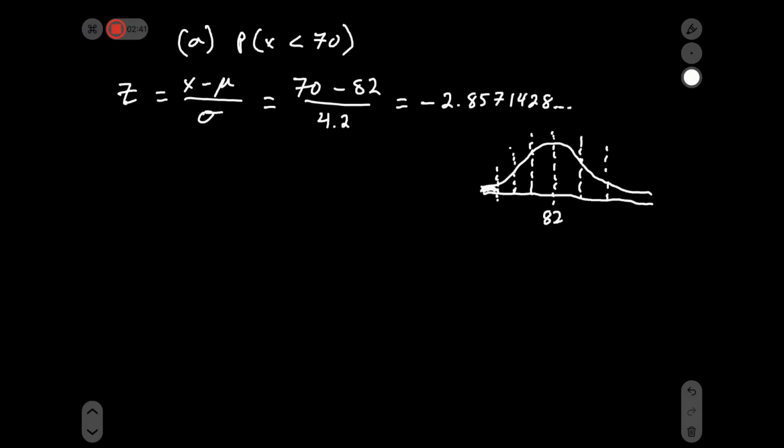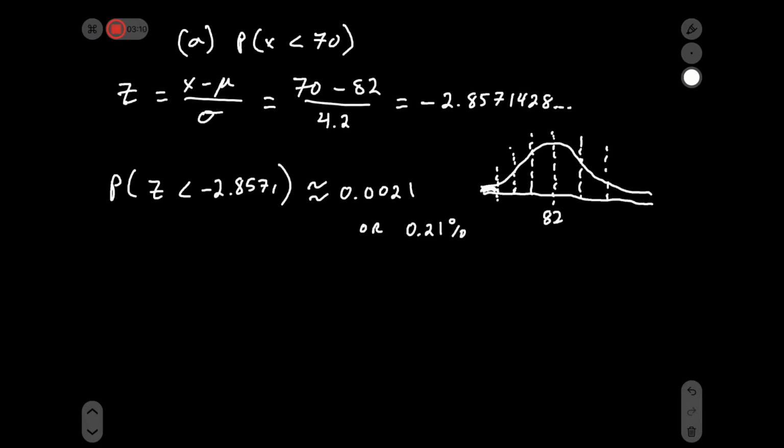So now we're essentially finding the probability that z is less than negative 2.8571. And we can find the probability of this z from the z-table in the back of the book. And this is approximately equal to 0.0021, or 0.21%. So a very, very low probability that our score is less than 70.